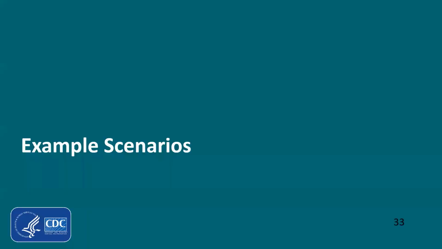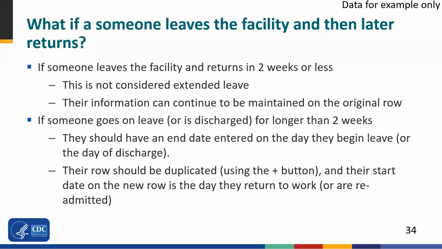We will now review some of the example scenarios. Let's discuss if someone leaves or discharges and later returns to the facility. If someone leaves the facility and returns in 2 weeks or less, this is not considered extended leave, and their information can continue to be maintained on the original row.